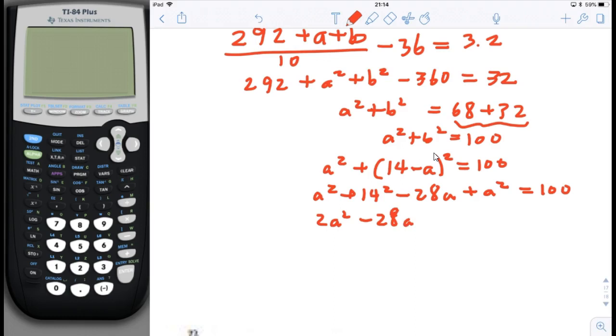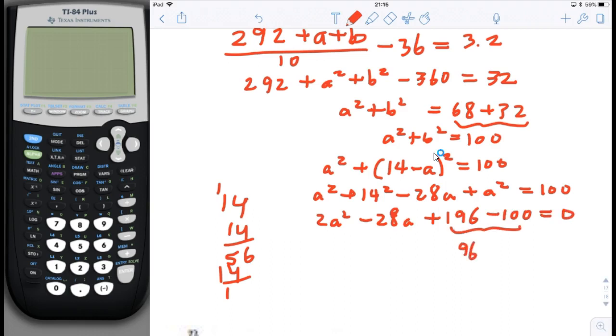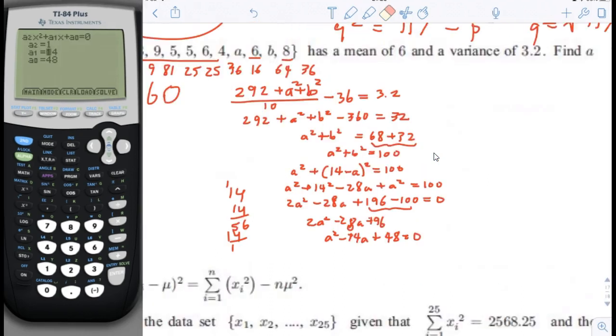14 squared is going to be, is it 250? No. It's 196. So 196 minus 100 equals 0. 196 minus 100 is 96. 2a squared minus 28a plus 96. We could divide everything by 2. We get a squared minus 14a plus 48. Okay, we'll put our coefficients into polysMLT.